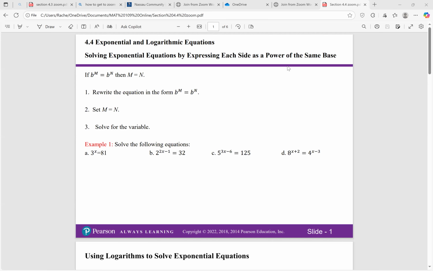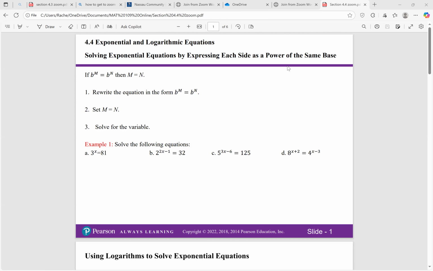All right, so here we are, section 4.4, exponential and logarithmic equations. So now we're going to take what we learned in the previous sections, 4.1, 4.2, 4.3, and put it all together, and use that information to solve these types of equations, exponential and logarithmic. So we're going to start with solving exponential equations.